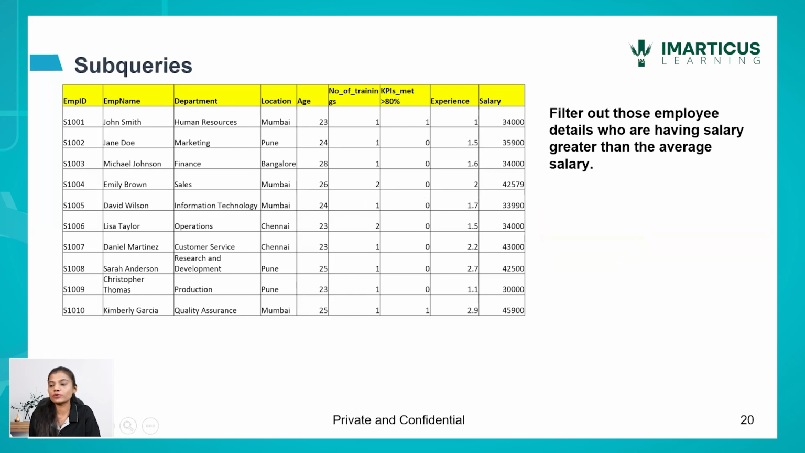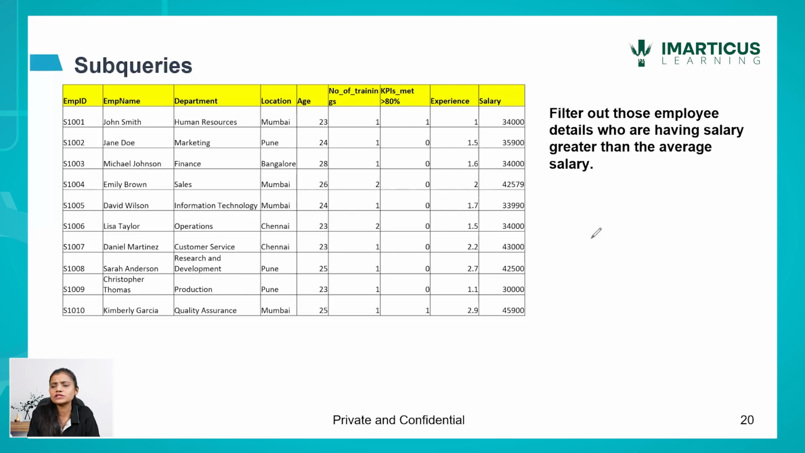So, if you see the question, what is the question over here? This is a table related to employees. As you can see, there is an employee ID, name, department, location, age, number of trainings done by employee, KPIs met greater than 80% or not, the experience of an individual as well as their salaries. Now, what's the question? Filter out those employee details who have salary greater than the average salary. Now, this is a question which I need to solve from the table which is provided to me. Now, imagine this table name is employees, and I try to solve this question over here.